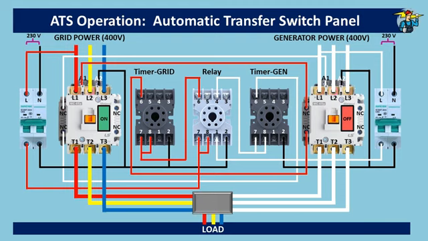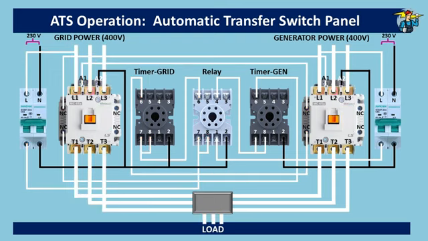Now let's see what happens when grid power is interrupted like this. Although automatic transferring of power is available here, generator auto starting is not included and will be discussed in a separate video. So we need to start the generator manually, and 3-phase power will be available at L1, L2, and L3 of the generator contactor.